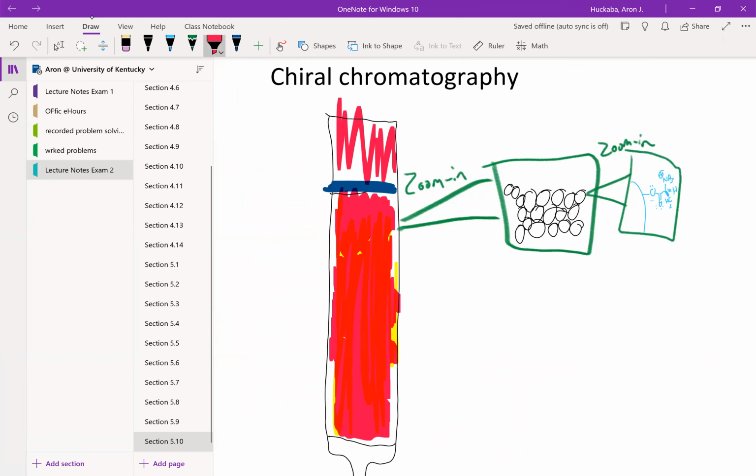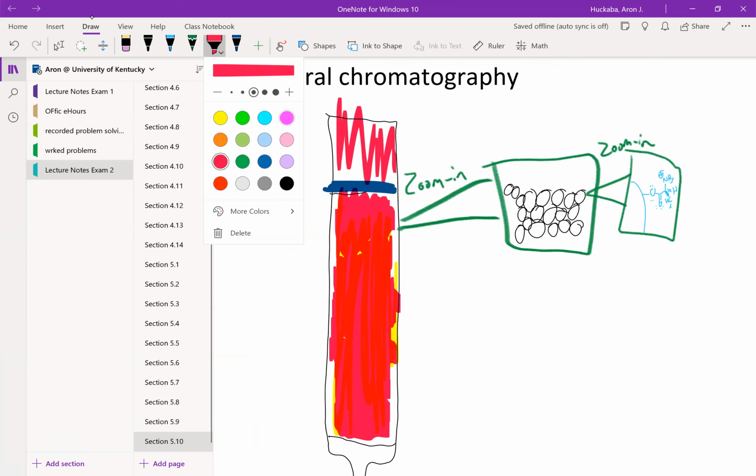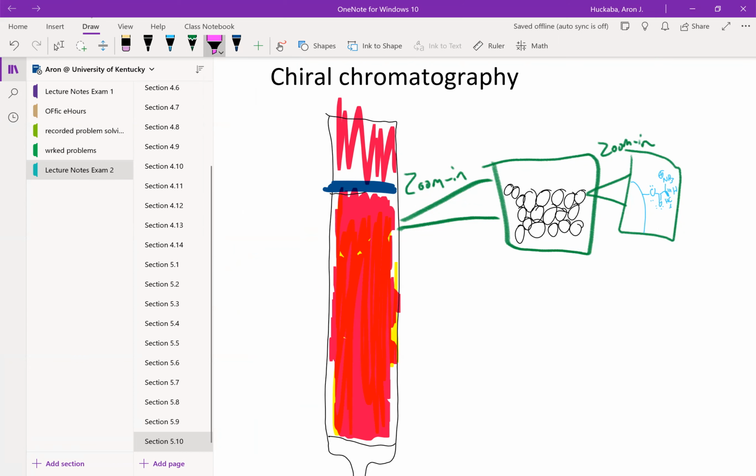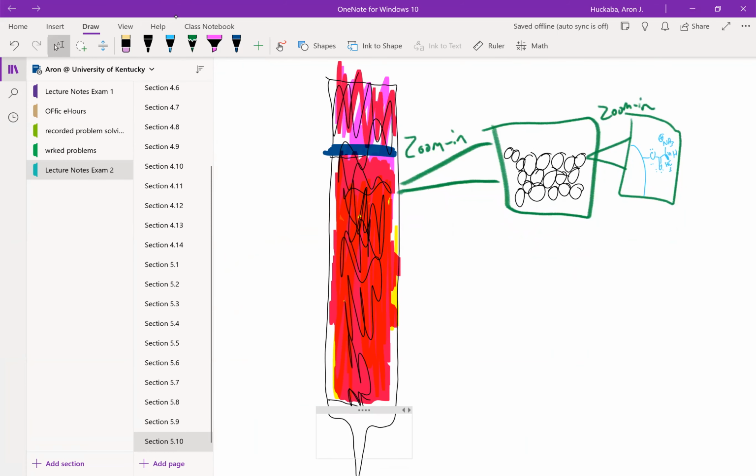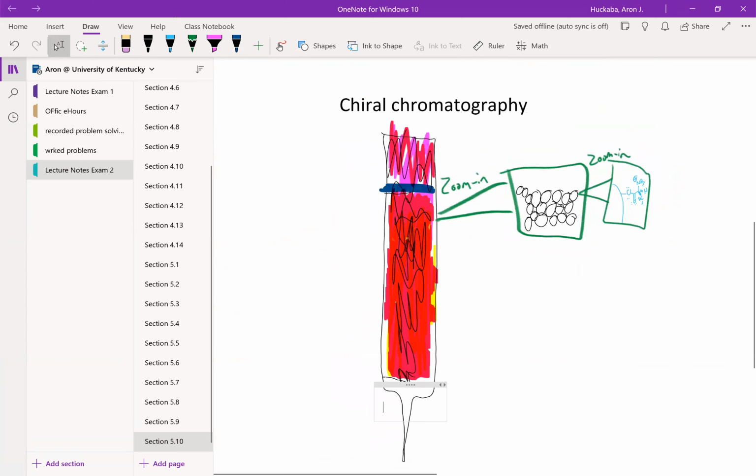Or you could have the case where maybe it doesn't interact very much at all, and so then it goes very quickly down through the column, much faster. And so you can collect one first and then the other. That's the basics of chromatography anyway.